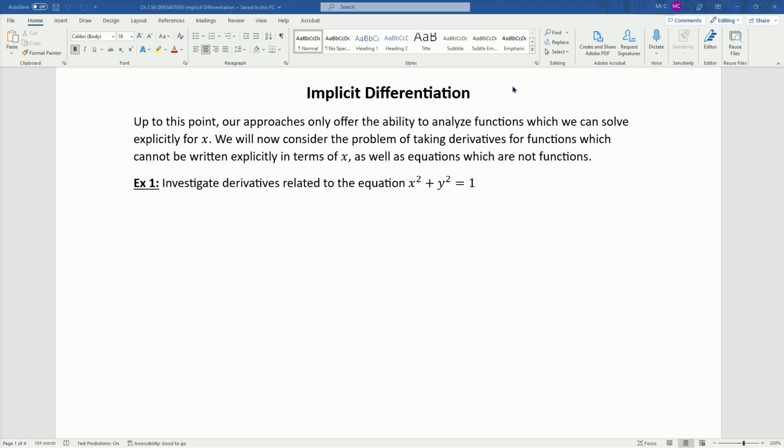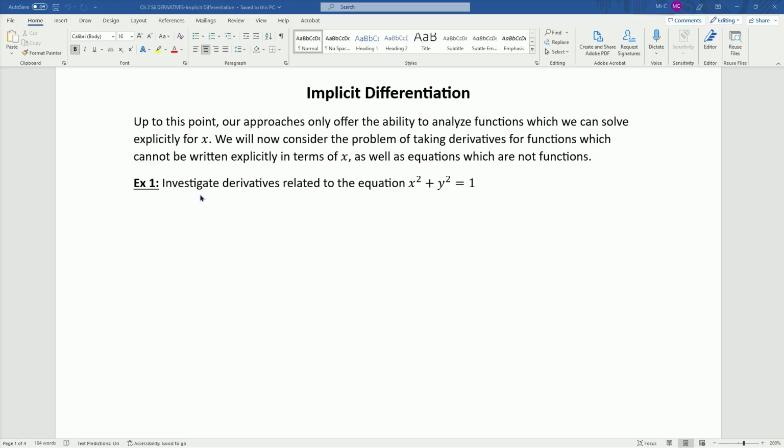Implicit differentiation is really nothing new or different than what we've been doing. We've been dealing with derivatives, we've been dealing with chain rules. Up to this point, our approaches have only offered the ability to analyze functions that we can solve explicitly for x. Now we're going to consider the problem of taking derivatives for functions which cannot be written explicitly in terms of x, as well as equations which are not actually functions.